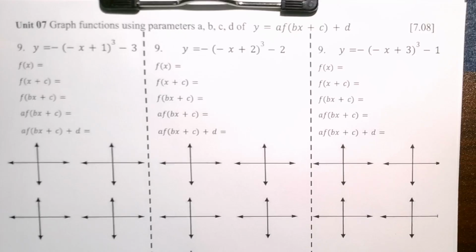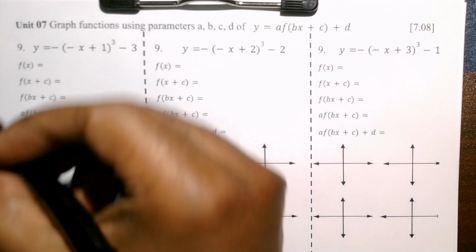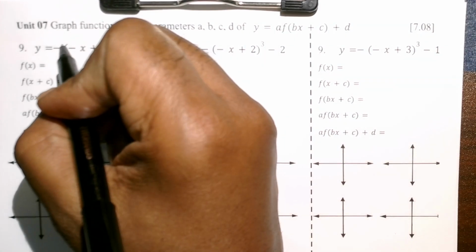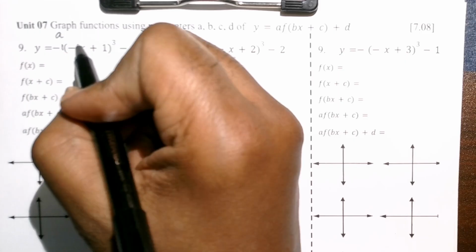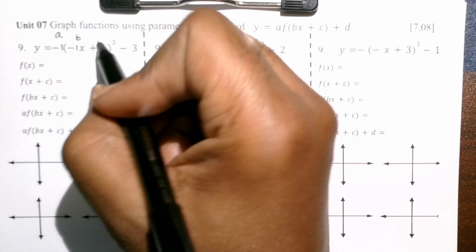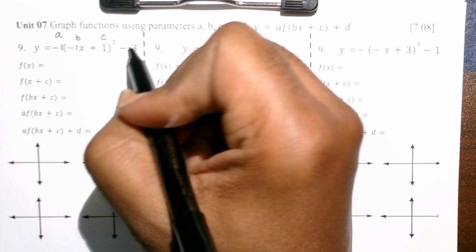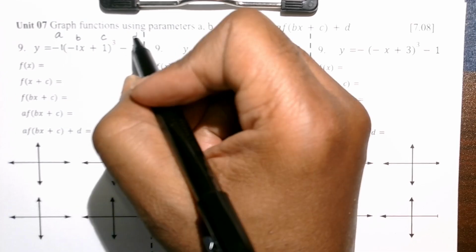Okay, we're going to be graphing functions using the parameters and transformation. And this time we have all four parameters, A, B, C, and D. This negative is an understood one here. That's my A parameter. This negative, I'm going to put an understood one here. That's a B parameter. This plus one, that's a C parameter. And this minus 3 is a D parameter.